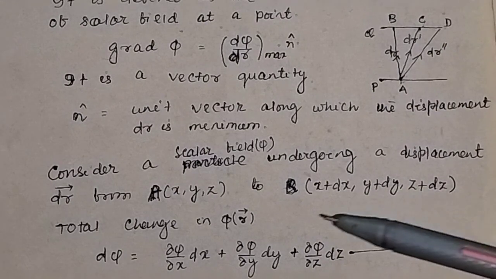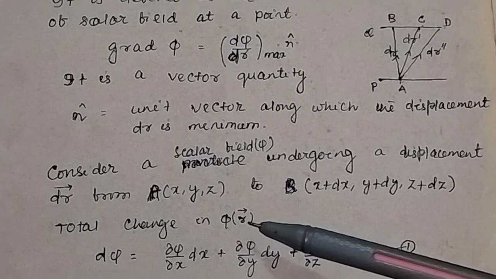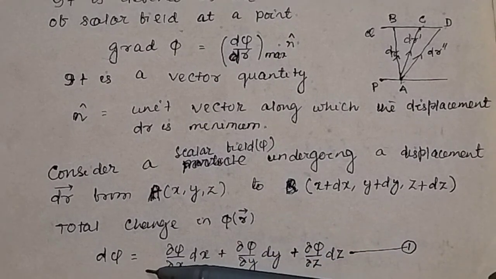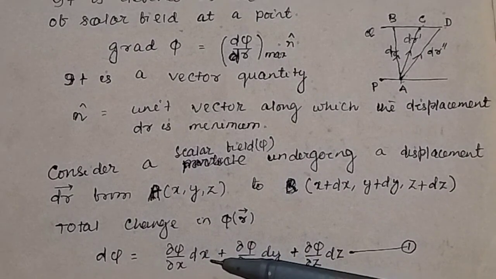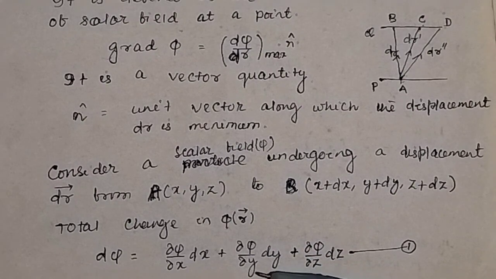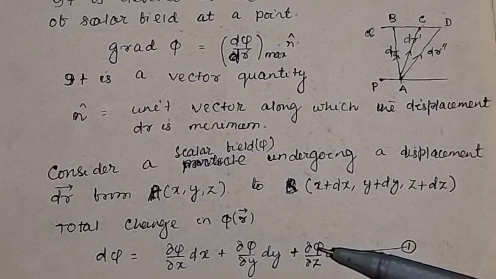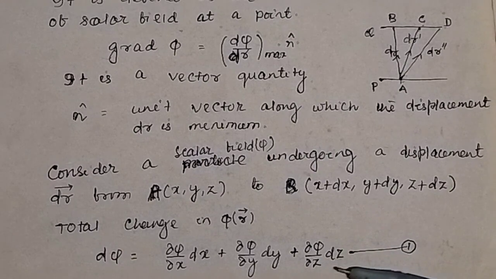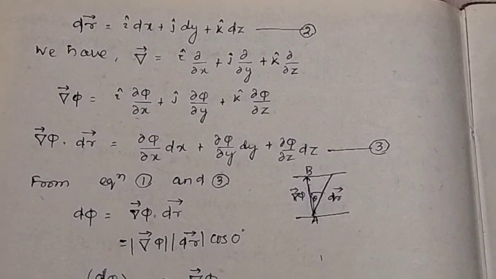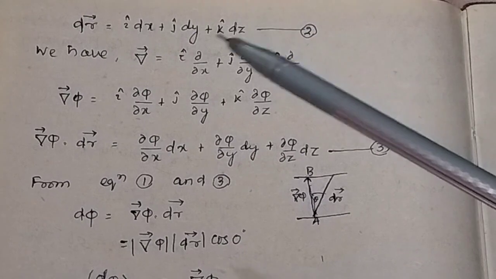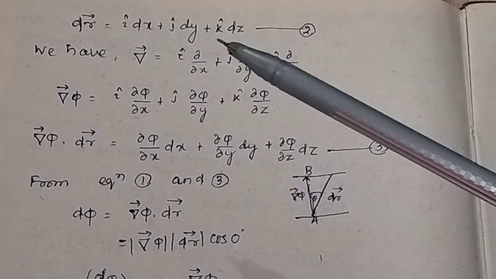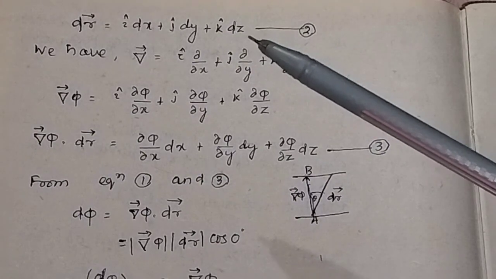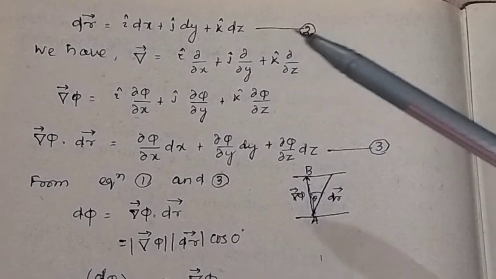So what will be the total change in the scalar field? The total change in the scalar field, we write d phi, is equal to the change in scalar field with respect to x into dx plus the change with respect to y into dy plus the change with respect to z into dz. Suppose this is equation number 1. The displacement dr can be written as i cap dx plus j cap dy plus k cap dz. Suppose this is equation number 2.